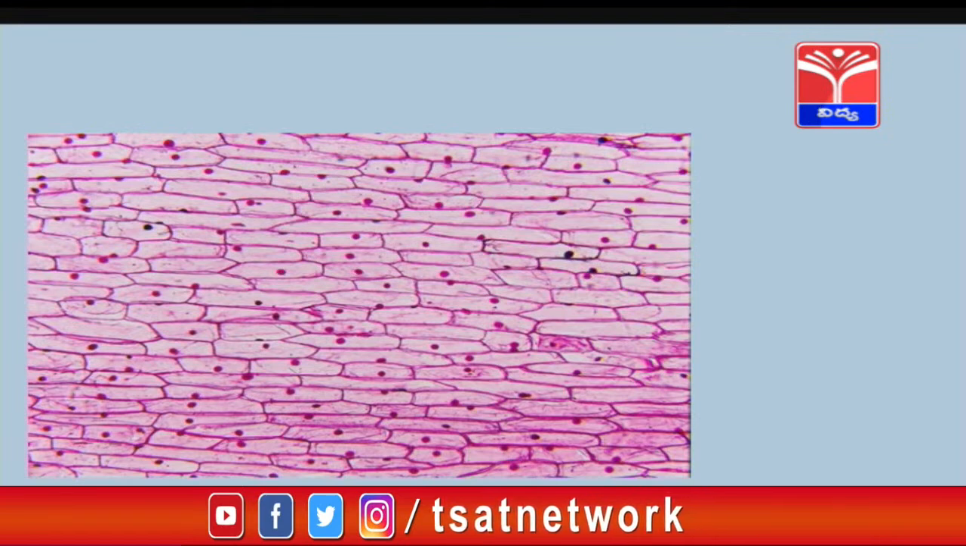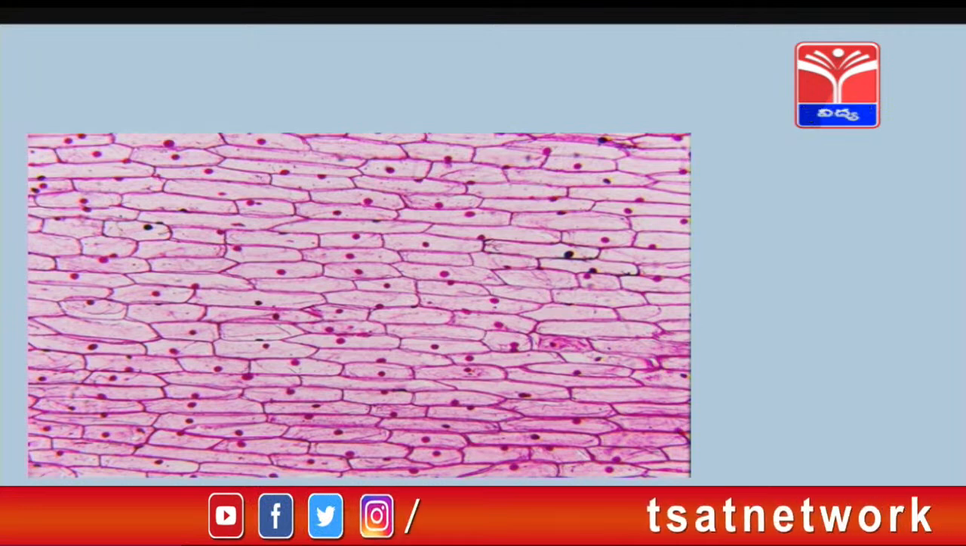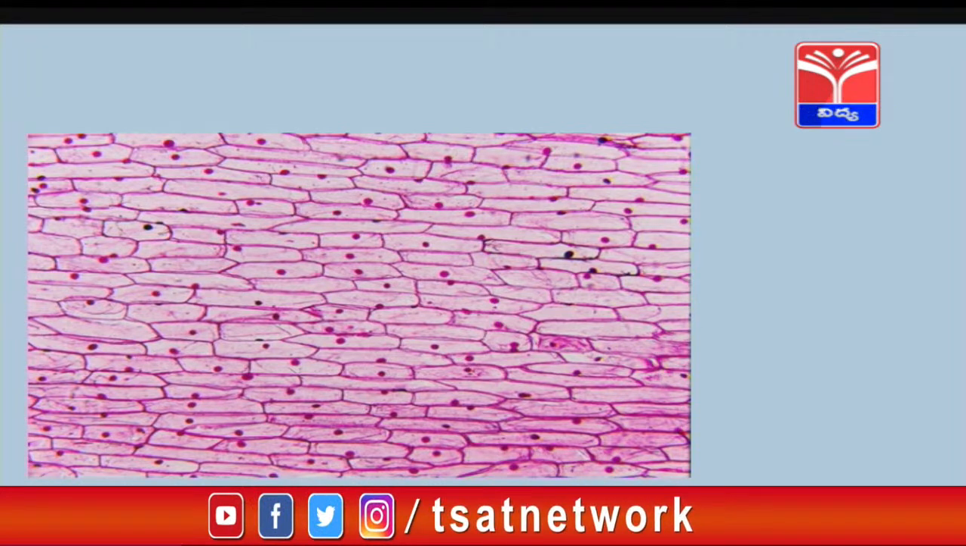Now children, do you remember this picture? Yes, it is the onion peel cells seen under the compound microscope. You can see here cells are compactly arranged and are roughly rectangular in shape.